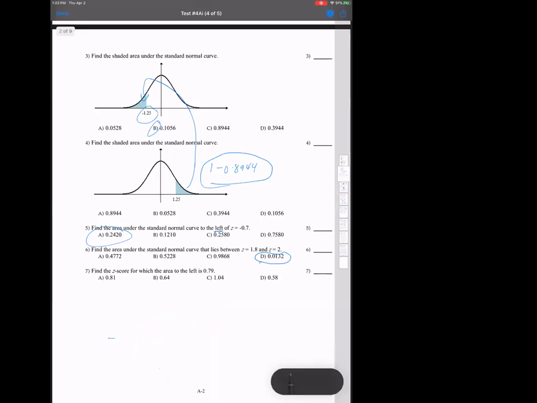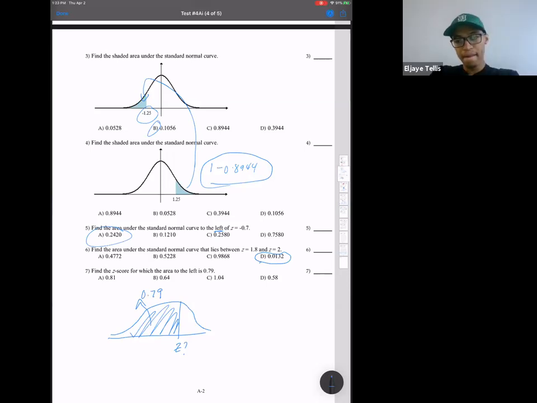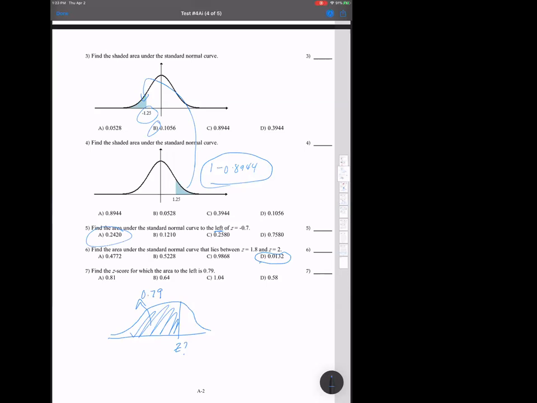So basically what they're saying is, there's this number right here. I don't know what that number is, but I know that the area to the left is 0.79. So what that means is I need to look for an area of 0.79. I'll get close to it and then find the z-score that gives us that answer.